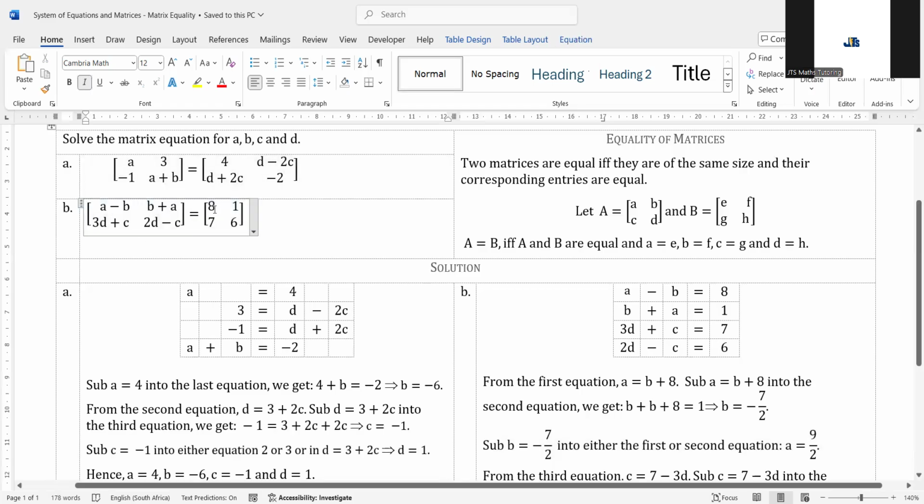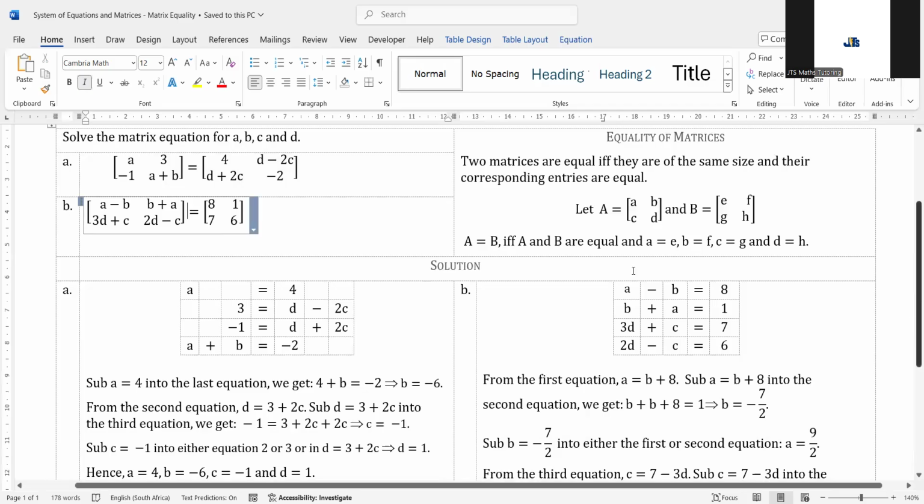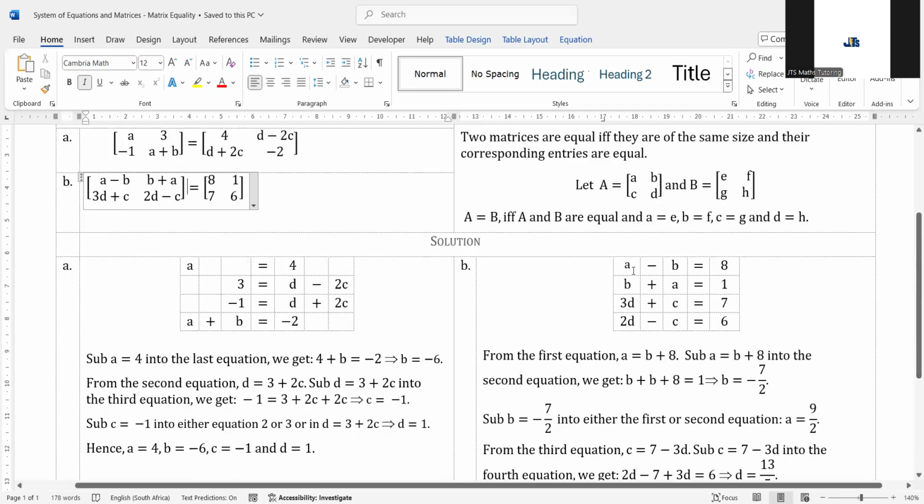All right. So A minus B is going to be equal to 8. B plus A is going to be equal to 1. 3D plus C is going to be equal to 7. 2D minus C is going to be equal to 6. All right. Thus, A is going to be equal to B plus 8. I can substitute in A is equal to B plus 8 in equation 2. I'll be able to find my value for B.